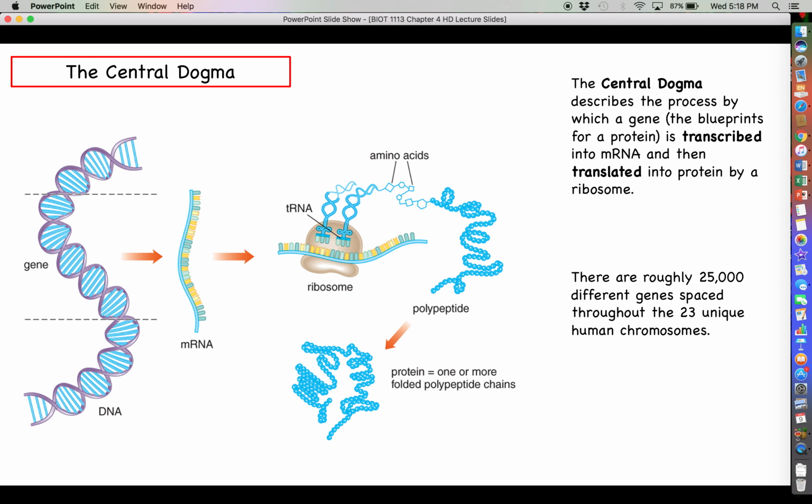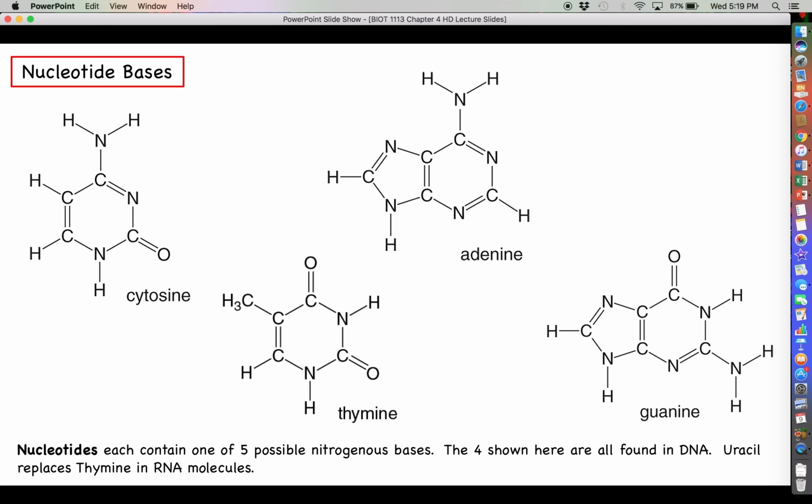In humans, there are roughly 25,000 different genes that are spaced throughout the 23 unique chromosomes that we have. And we have 2 copies of every chromosome. So theoretically speaking, we should have 2 copies of each of those roughly 25,000 different genes, 1 copy from mom and 1 copy from dad. As I said, each gene is going to be responsible for the transcription and translation of one protein. So 25,000 genes should be about 25,000 different proteins. There are actually quite a bit more different proteins than just those 25,000, but we'll get into that in chapter 5 when we start talking about proteins, so you don't need to worry about it just yet.